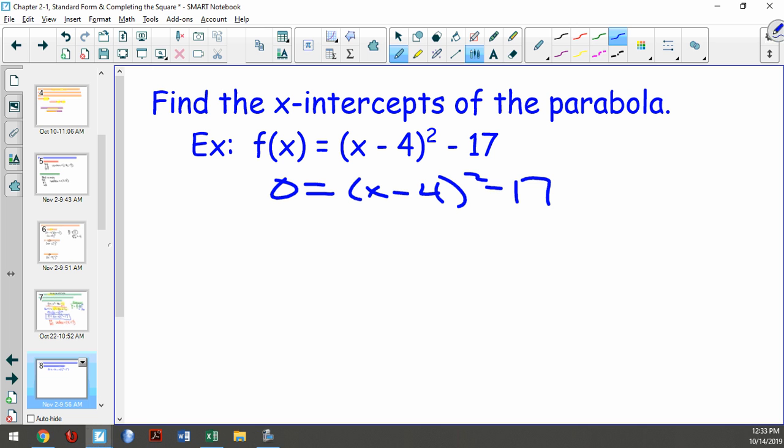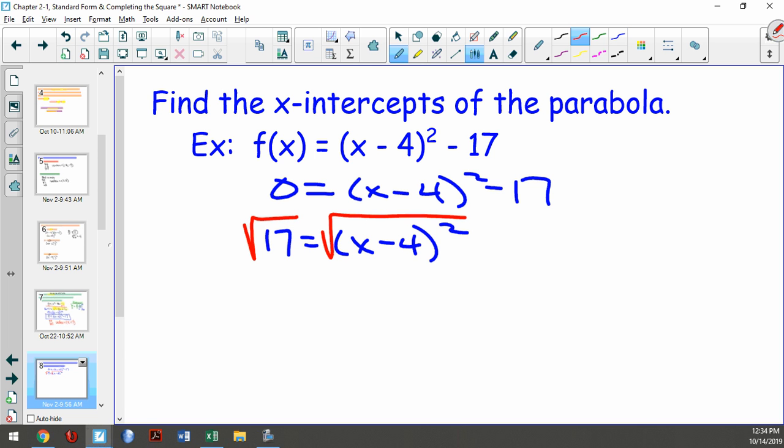So in this equation, I want to solve this thing for y. So what do I do? Add 17 over. Now what? Take the square root, because the opposite of a power is a root. Do we all understand that?